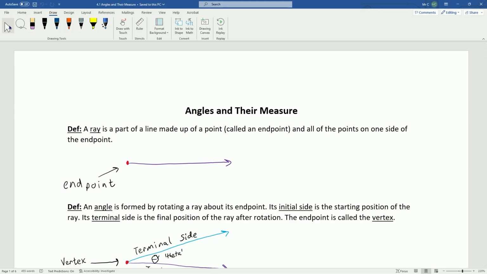Hello everybody, and welcome to our video on angles and their measure. So we're going to start out with some basic definitions that'll help us formalize what it means to be an angle.